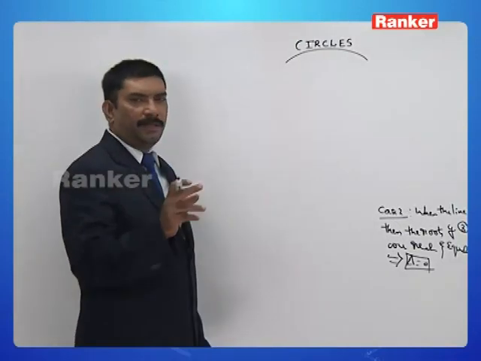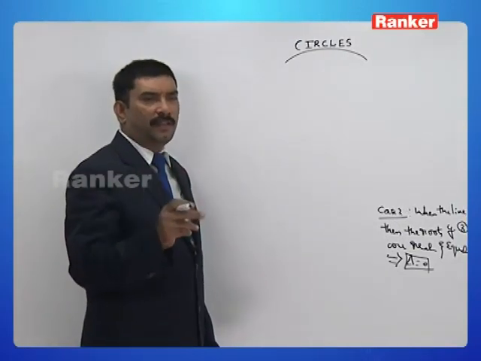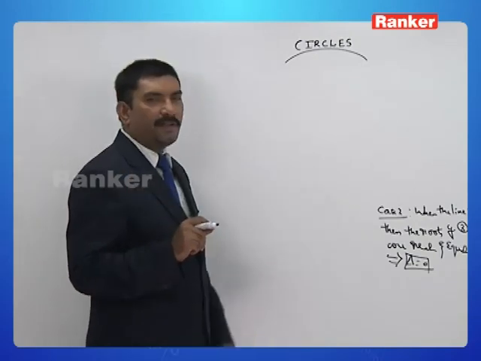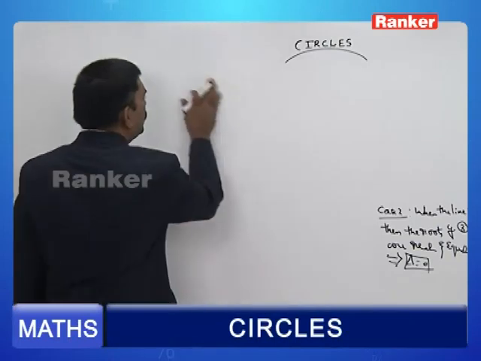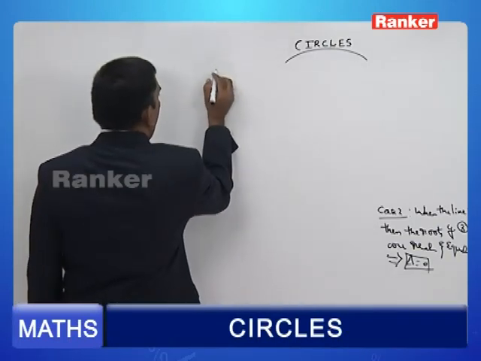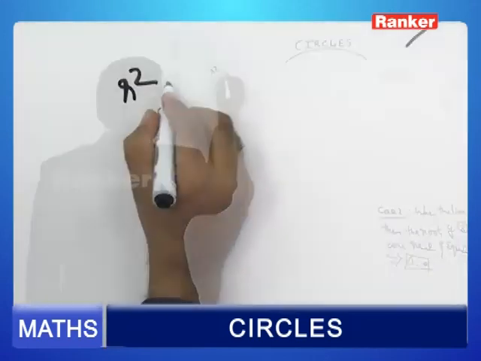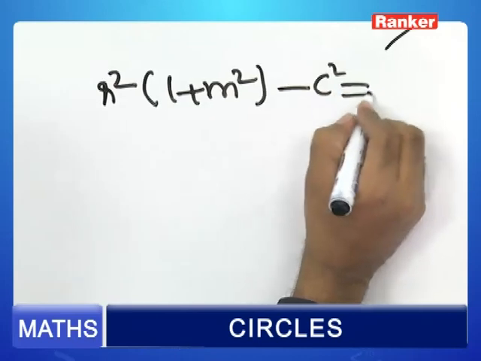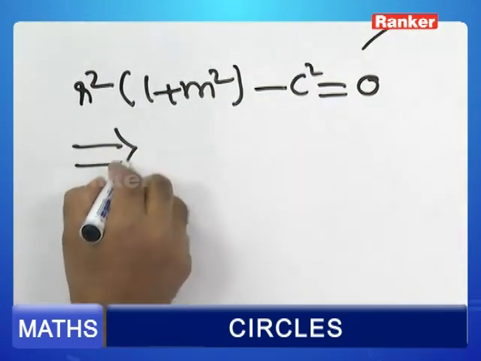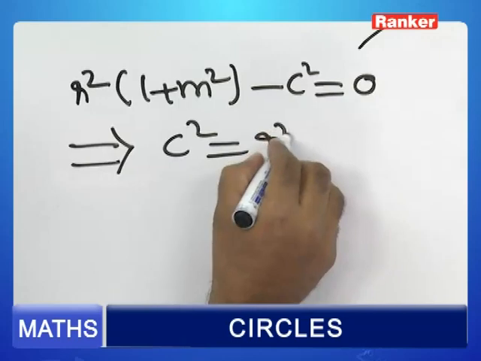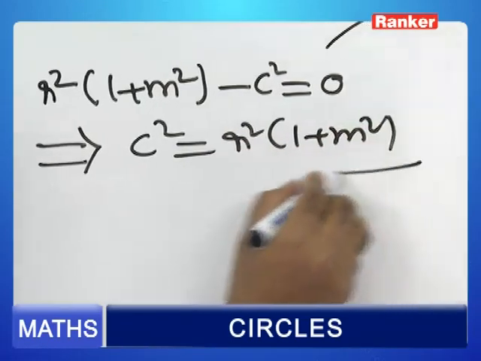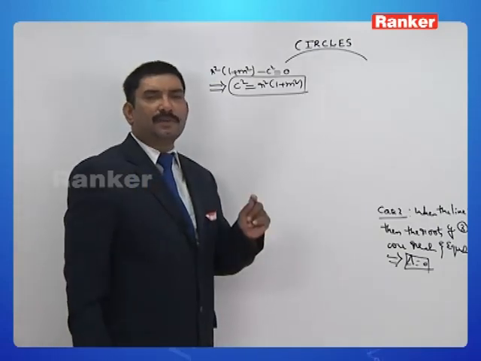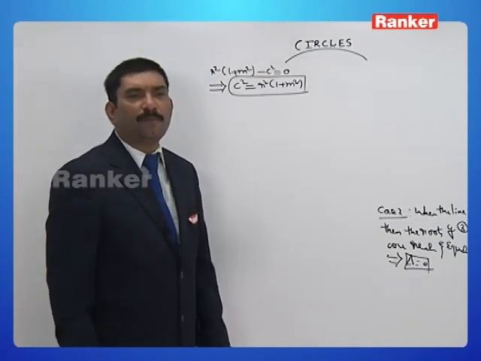When the line touches a circle, the roots are real and equal. Therefore, delta is equal to 0. Delta equal to 0 implies, from the discriminant, r square into (1 plus m square) minus c square is equal to 0, which implies c square is equal to r square into (1 plus m square). This is the condition for the line to touch a circle at one point.